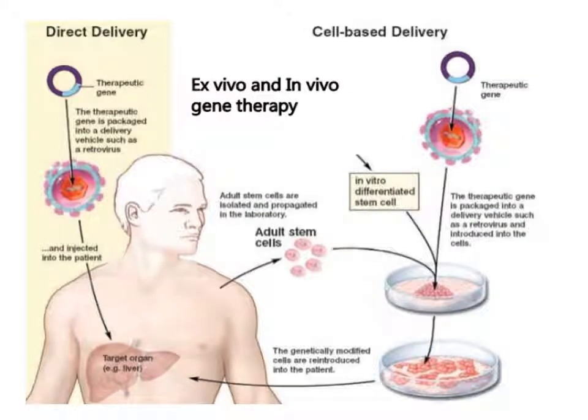This figure is showing a representation of the application of ex vivo and in vivo gene therapy. For in vivo gene therapy, the therapeutic gene is packaged into the retrovirus and injected into the patient's target organ, while for ex vivo gene therapy, adult stem cells are isolated and propagated in lab conditions. These stem cells are now infected with retrovirus containing the therapeutic gene, and genetically modified stem cells are transferred into the patient's target organ.